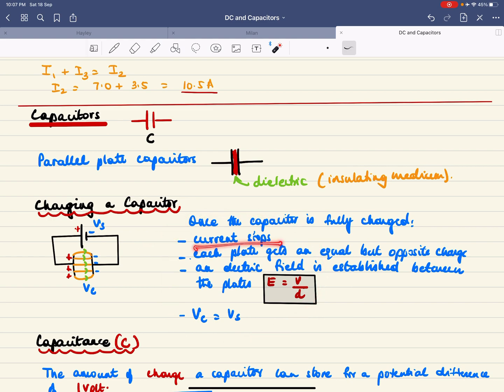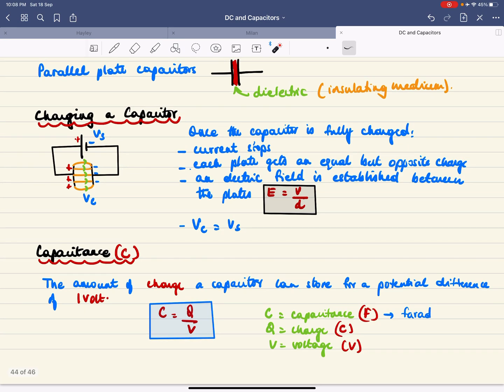The current stops, each plate gets an equal but opposite charge, and you get an electric field built up between the plates. The strength of that electric field is the voltage across the capacitor, which is the same as the supply voltage, divided by the distance between the plates. Then there's a word called capacitance, which has to do with the amount of charge a capacitor can store when the voltage across the plates is 1 volt. And this is an important formula.